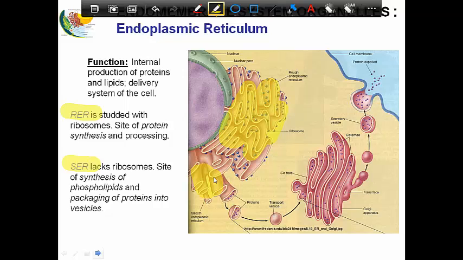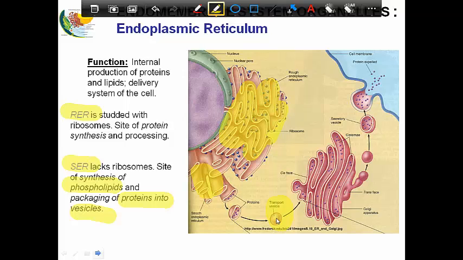Instead, it makes phospholipids. See right there. Remember what phospholipids are? Part of the cell membrane and other membranes. And it can also package proteins into vesicles. So this is where we can make one of those vesicles. Here's one right here that can travel throughout the cell. So it can put the proteins into little compartments so they can move around the cell.